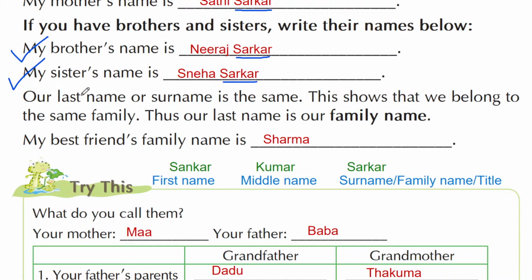Now here I have given one example. All the children, please look here. Here is a name, Shankar Kumar Sarkar. So Shankar is the first name of this person. Kumar is the middle name of this person, and Sarkar is the surname, family name, or we can say the title of this person. So there are three names: first name, middle name, and surname. So I hope it is clear to you all.